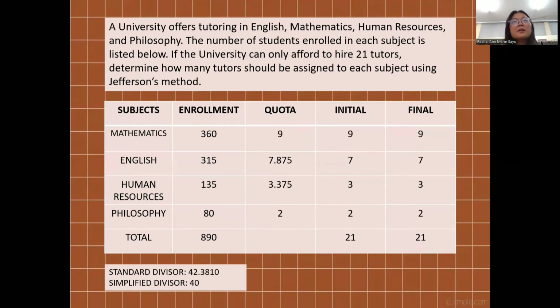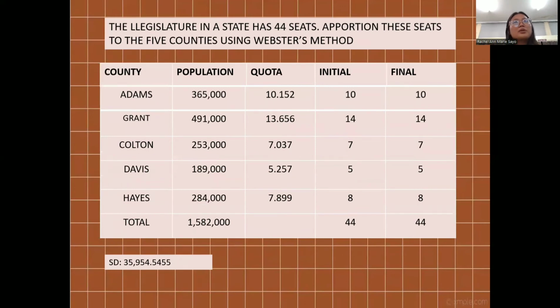So this table, this problem solving, shows the Jefferson's method. Actually, the first three steps in the Hamilton's method are just the same as the first three steps of the Jefferson's method. So you just have to take note of the standard divisor and simplified divisor and make sure that it will be proportional. Okay? The next problem we have here is the Webster's method.